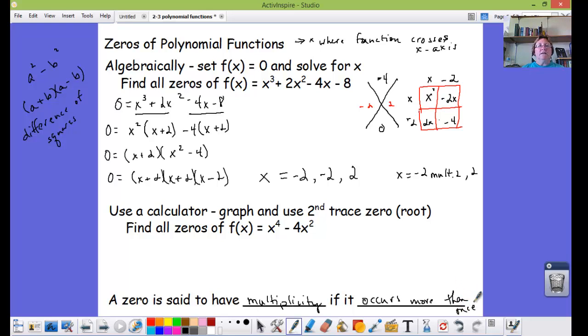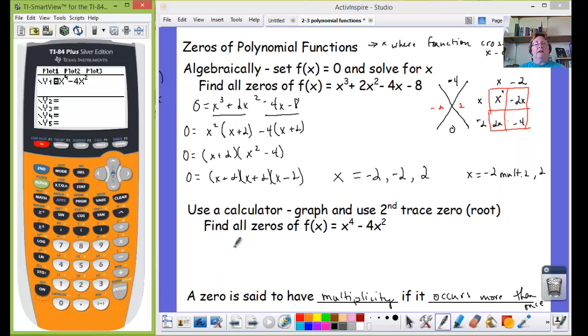Very good. We have one where we're to find all the zeros using our calculator. That is a thing that's very important to me, so I'm going to go over here and grab my calculator. I have my calculator, and I have our function plugged into the y equals x to the 4th minus 4x squared. I tried a Zoom 6 window.